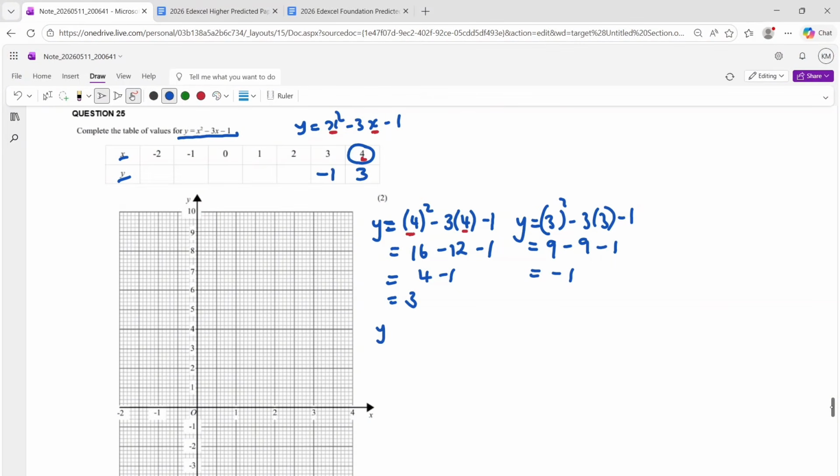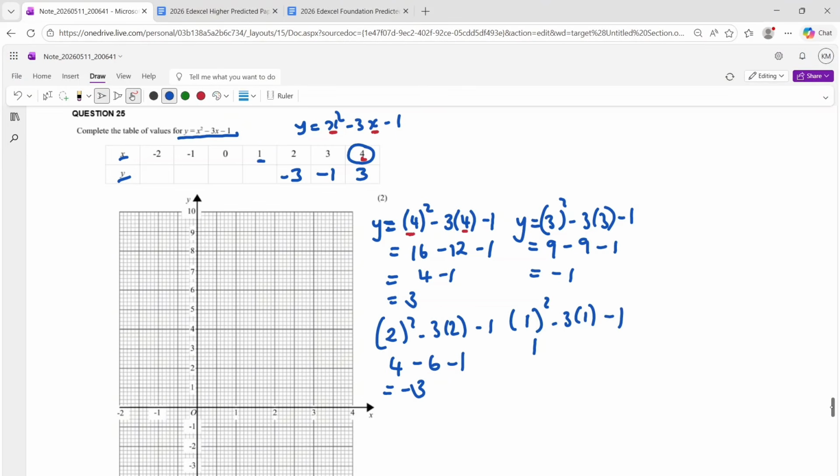And I'm going to do it with 2. I don't need to keep writing y equals. I'm just going to substitute it in now that you get the idea. So 2 squared minus 3 lots of 2 minus 1. So that's 4. Take 6, minus 1. 4 take 6 is negative 2. Take away 1 is negative 3. Lots of mistakes are often made on this question if you're not very good with working with negatives. Then I'm going to do 1, which is my next x value. So 1 squared minus 3 lots of 1 minus 1.